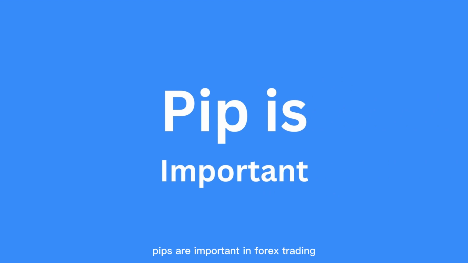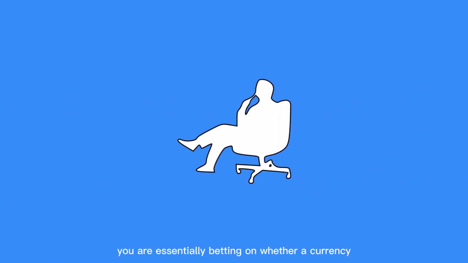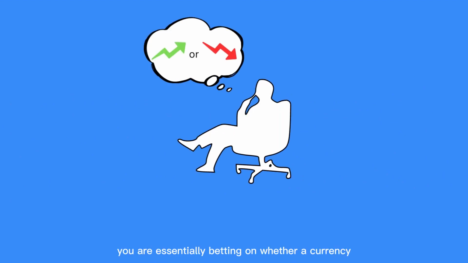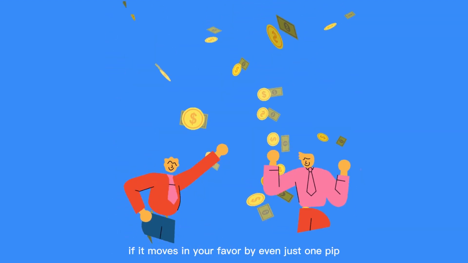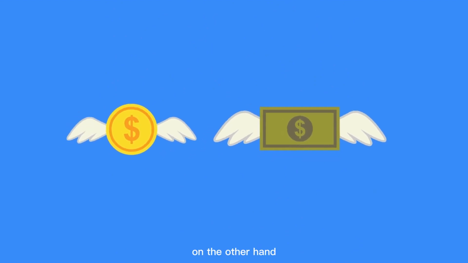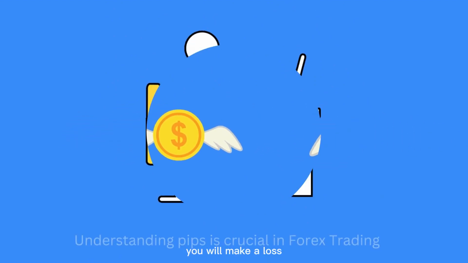Pips are important in forex trading, because they determine the profit or loss of a trade. When you place a trade, you are essentially betting on whether a currency pair's price will go up or down. If it moves in your favor by even just 1 pip, you can make a profit. On the other hand, if it moves against you by 1 pip, you will make a loss.